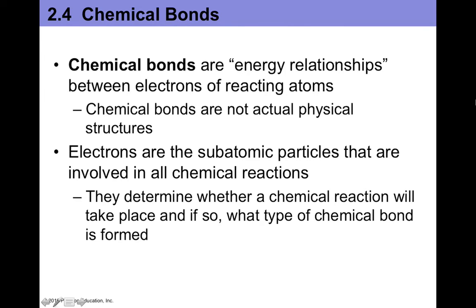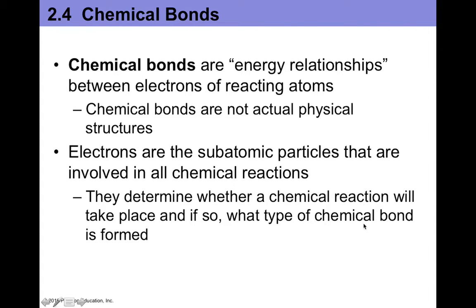Okay, so in this video we're going to talk about chemical bonds. These are essentially energy relationships between electrons and other reacting atoms. Chemical bonds aren't actual physical structures, they're basically just an attraction between two or more atoms. Now, these all relate to electrons because these electrons are the subatomic particles that are involved in chemical reactions, and they determine whether or not a chemical reaction will occur.